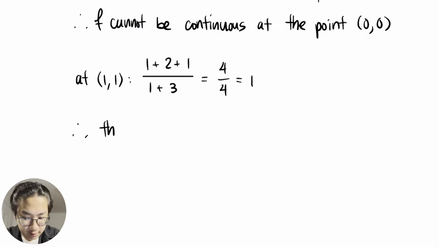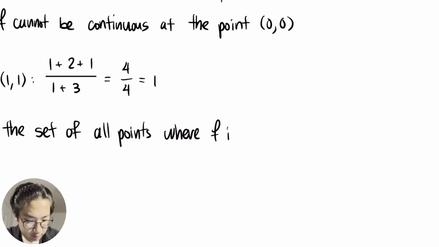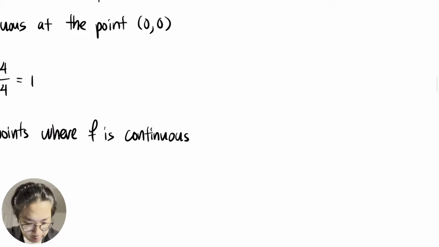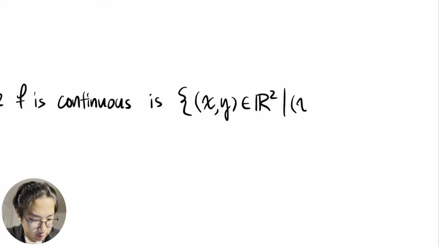So therefore the set of all points where our function f is continuous is, you could just say, all of R2 except for the origin. I simply just write this in set notation. So we have x comma y in R2 such that x, y is not equal to 0, 0.